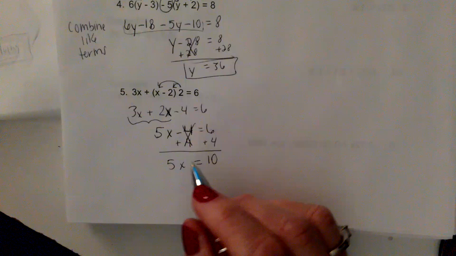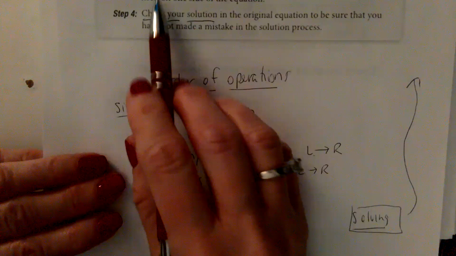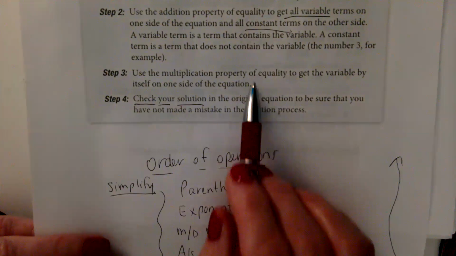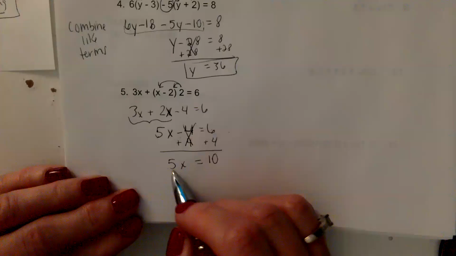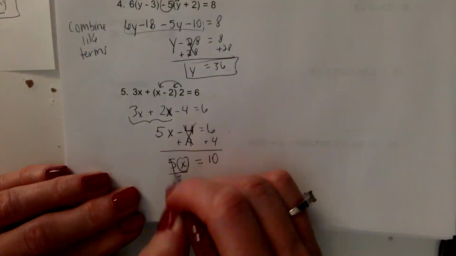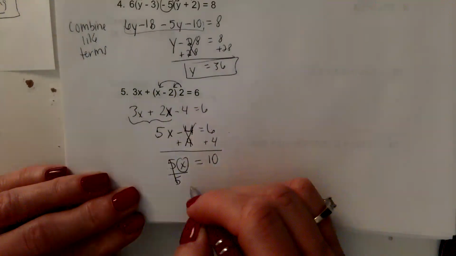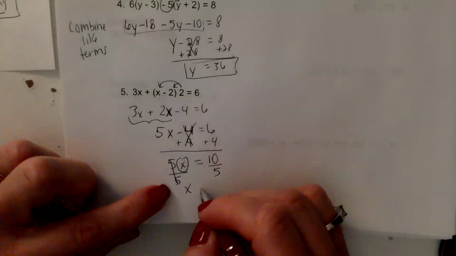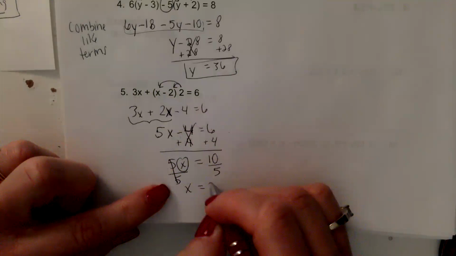And then I'm going to use my step 3. I'm using my multiplication property and division to undo this 5 to get x alone. So I'm going to divide by 5 because that equals 1. And then I'm going to divide by 5. So I divided by 5 on both sides. So 10 divided by 5 is 2.